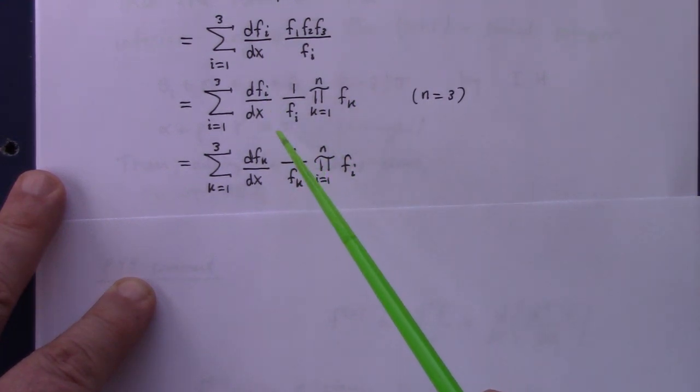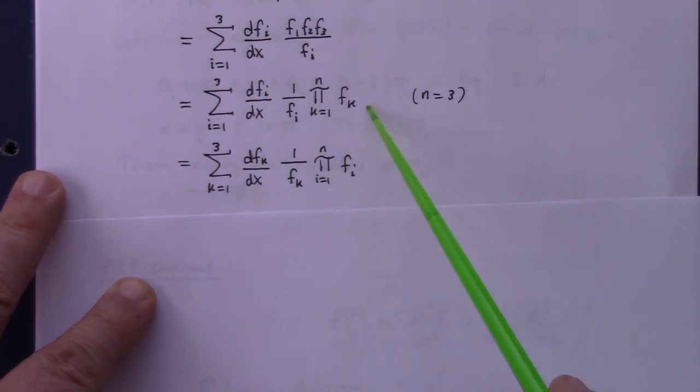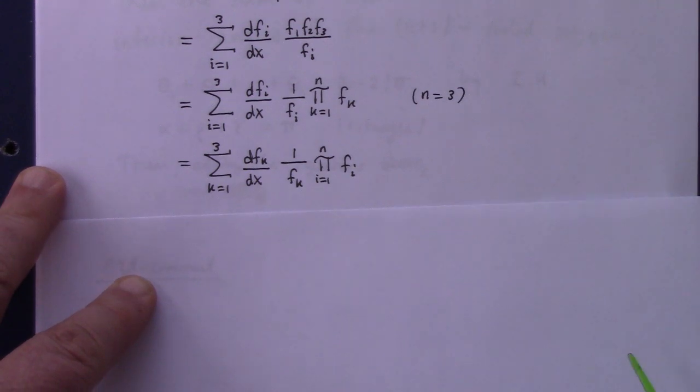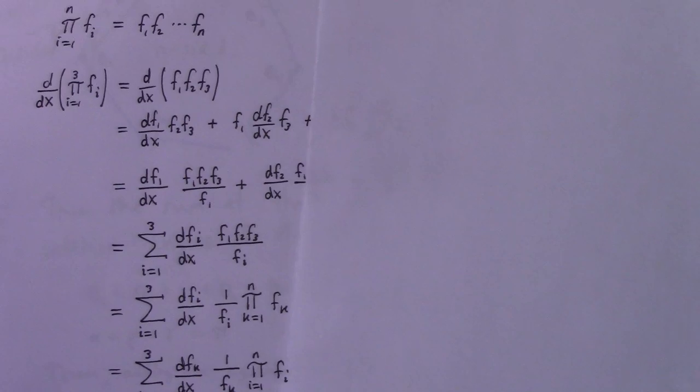So I just changed this i to a k, and I changed the k to an i, and nothing has changed. These are the same expression in terms of its content logically. So anyway, I hope that helps you understand what the notation means in problem 50.